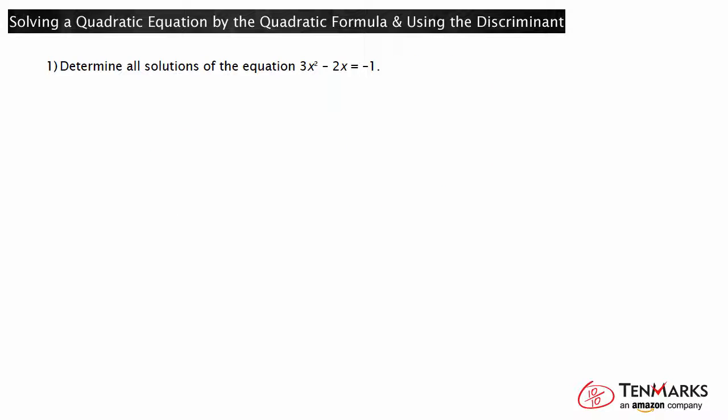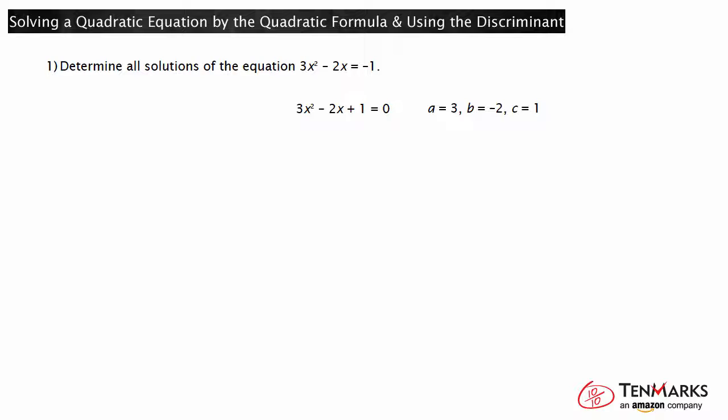Determine all solutions of the equation 3x squared minus 2x equals negative 1. The first step is to rewrite the equation in the form ax squared plus bx plus c equals 0. Adding 1 to both sides gives 3x squared minus 2x plus 1 equals 0. The second step is to determine the values of a, b, and c. For this equation, a equals 3, b equals negative 2, and c equals 1.